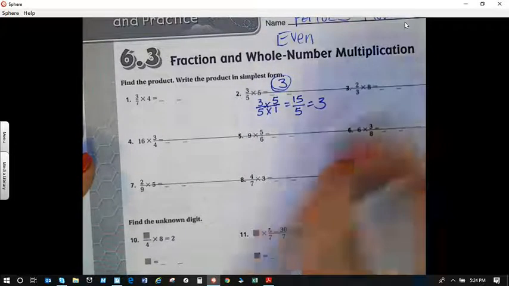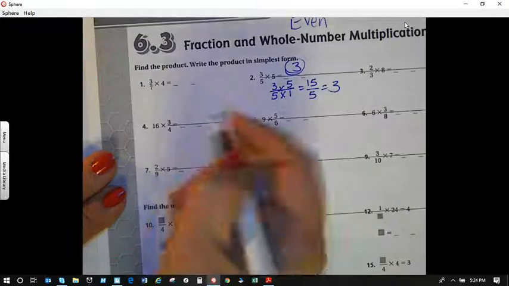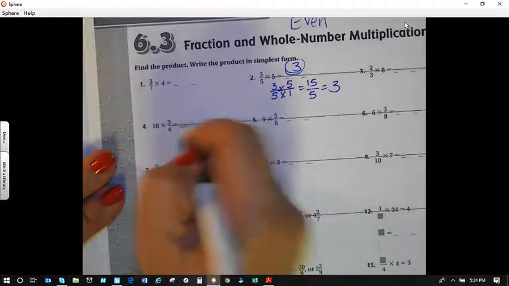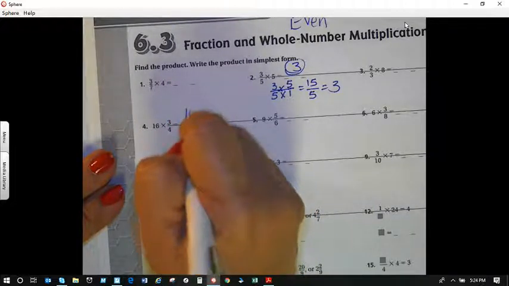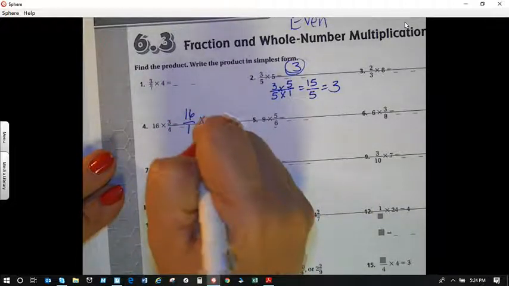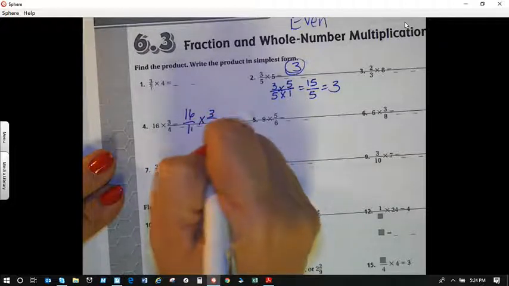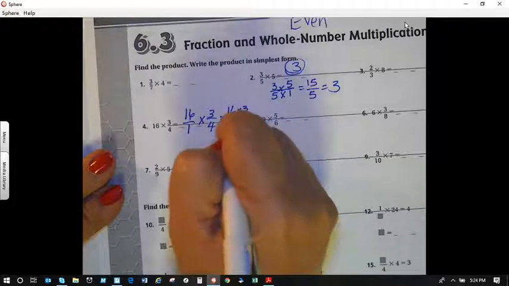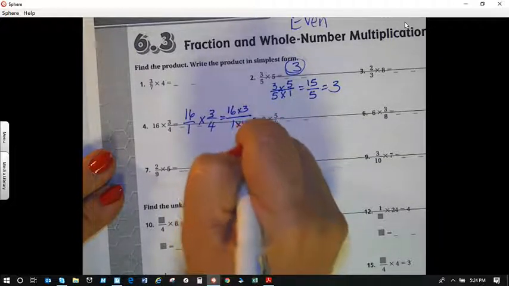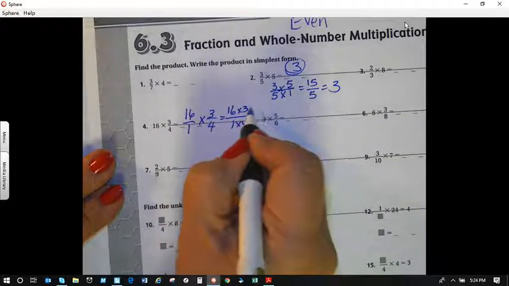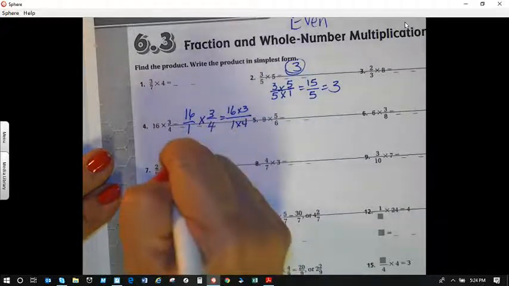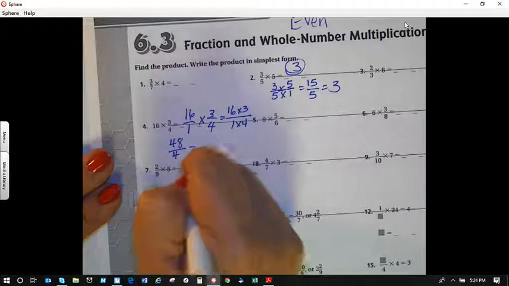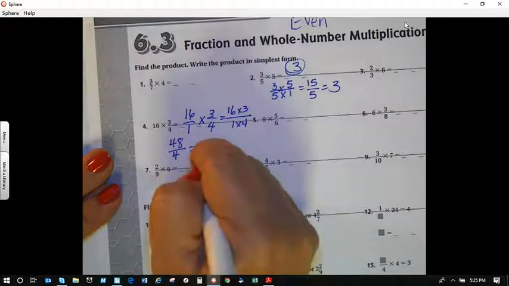Let's move over to number 4. I have 16 times 3/4. So I have 16/1 times 3/4. I'm going to put these all on the same line: 16 times 3 under 1 times 4. 16 times 3, 3 times 6 is 18, so that makes it 48/4, and my answer is 12.